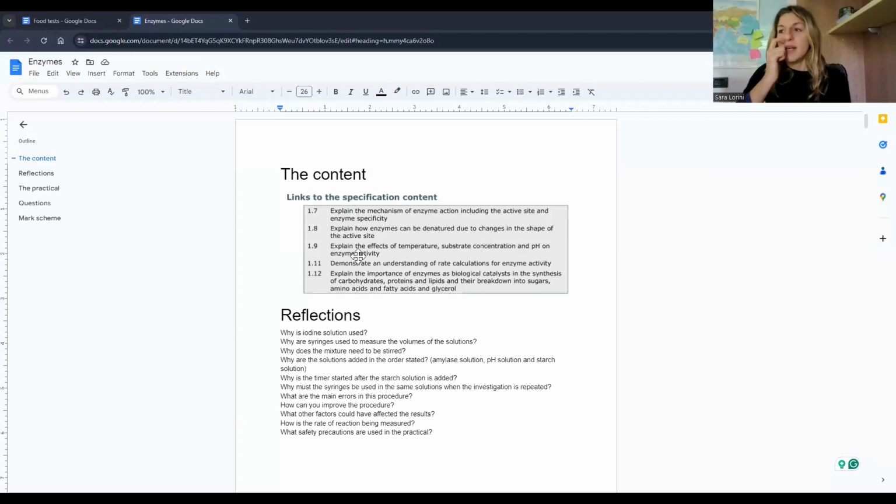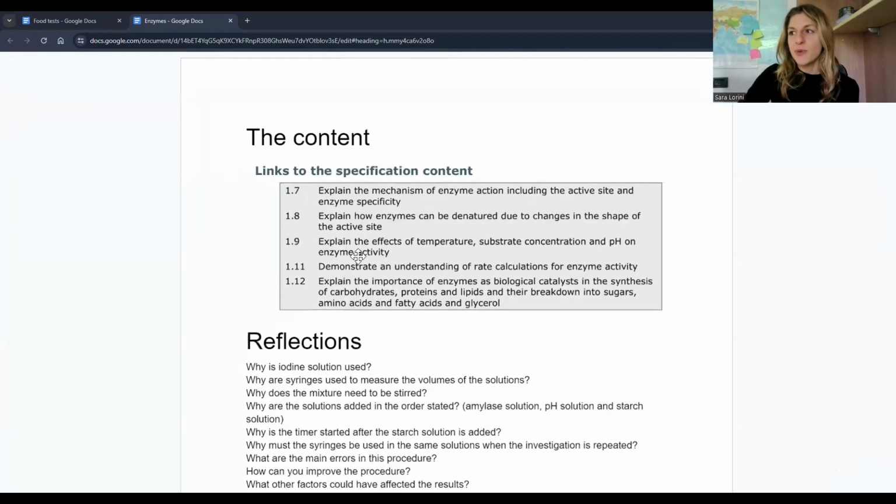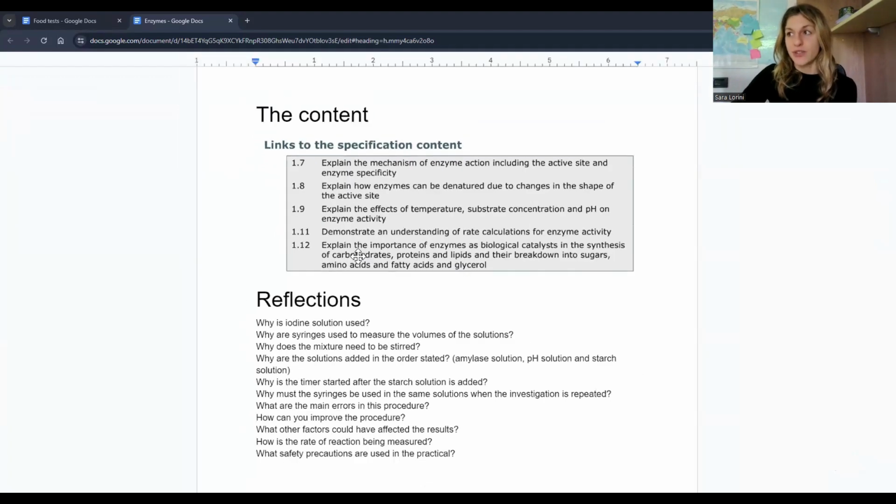The second practical that I want to do is about enzymes, because it's such an important topic, okay? And there are some keywords that if you just learn these, somehow you're going to get some marks in this paper, okay? That's why I would like to focus a little bit more on the specification content, so that you can refresh this as well.